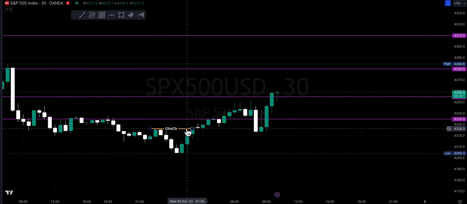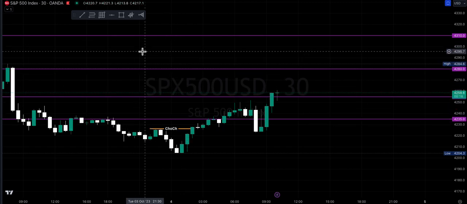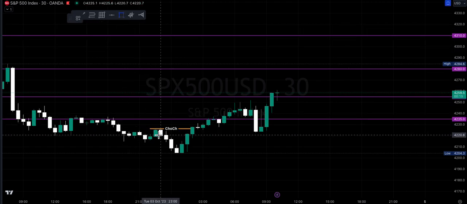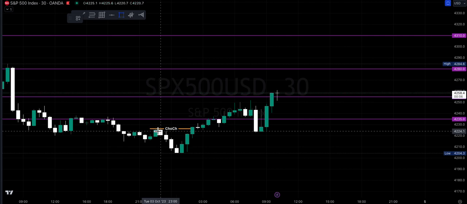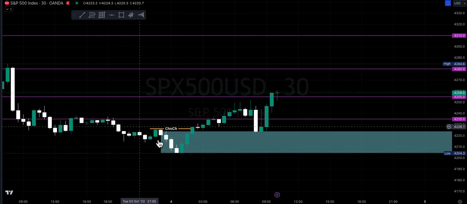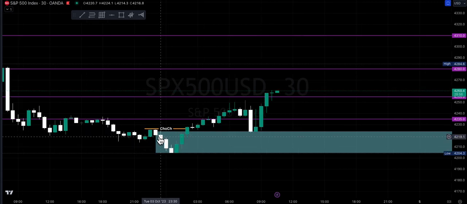So once we have a change of character or a break of structure, that means order blocks are created, in my opinion. For example, an order block, like I said, can be a zone of candles where buying and selling occurs. On this 30-minute chart, these three red candles here are what's considered an order block.